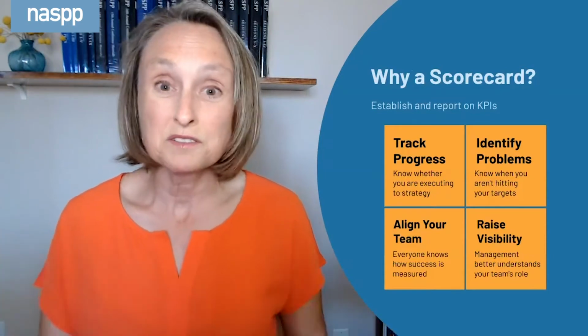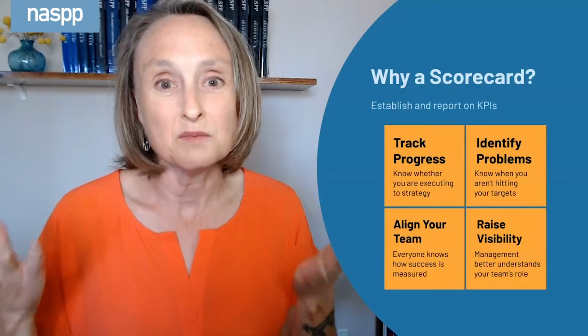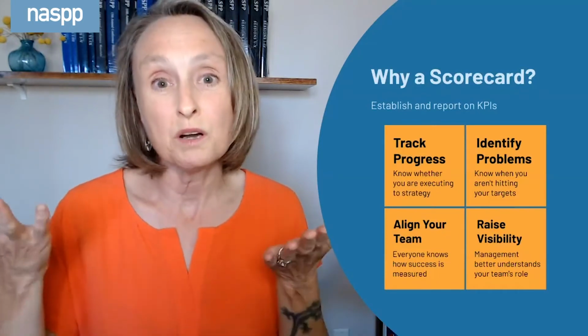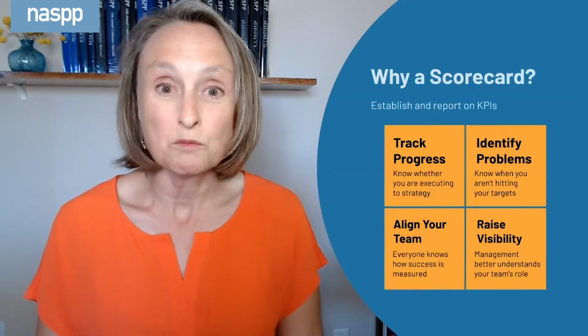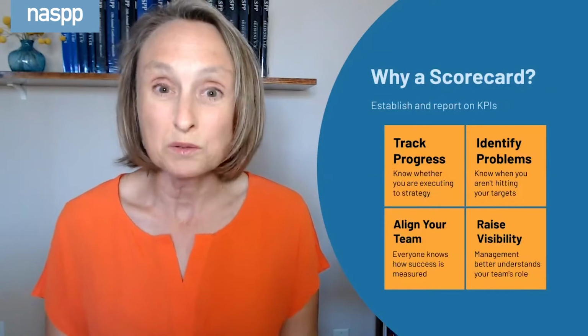So for example, if your burn rate's getting out of control and that's part of your scorecard, it's going to be really obvious. It also allows you to align your entire team with a scorecard. Everyone knows what's important. And it also raises your visibility to your executive team. By using the scorecard to report up to your management team, you make it easier for them to understand what's going on with the stock plan. That helps them understand what you do and your team's role in the organization.